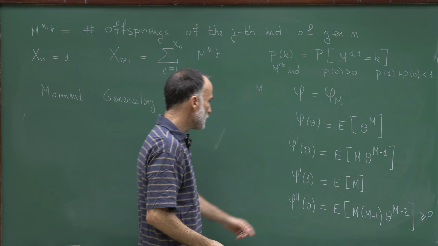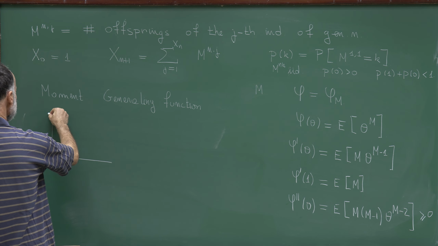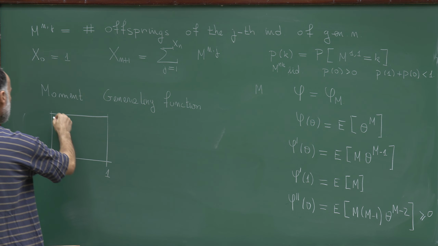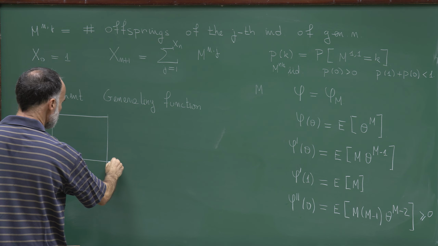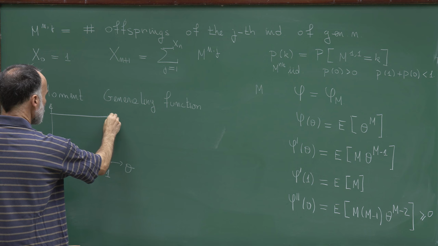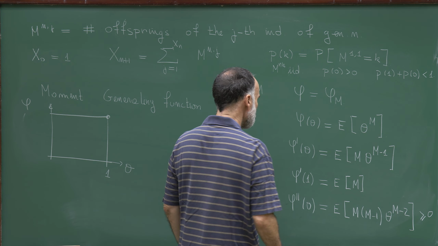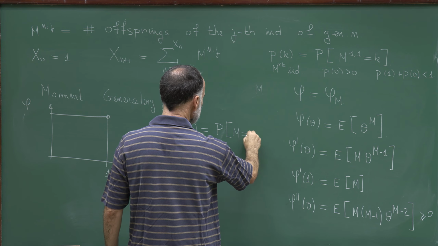So phi is defined between 0 and 1. It takes value between 0 and 1. So this is phi, and this is theta. At 1, it's equal to 1. At 0, let me claim that phi_m of 0 is equal to the probability that m is equal to 0.